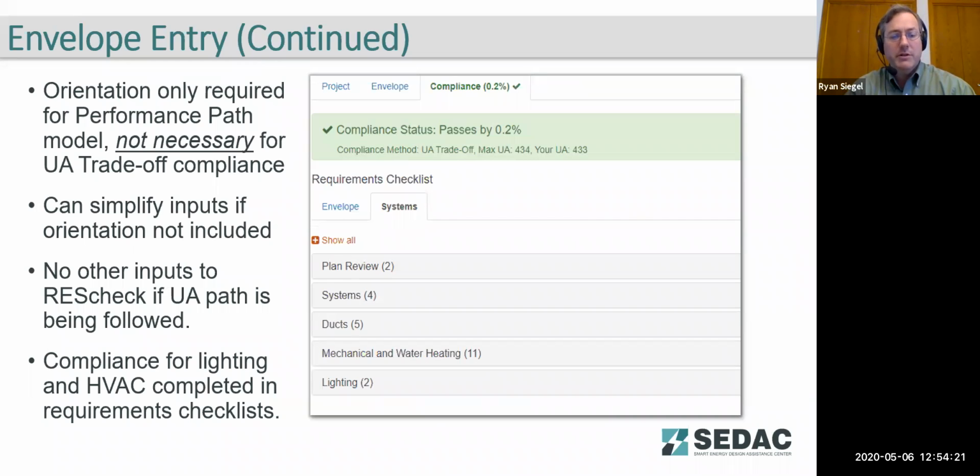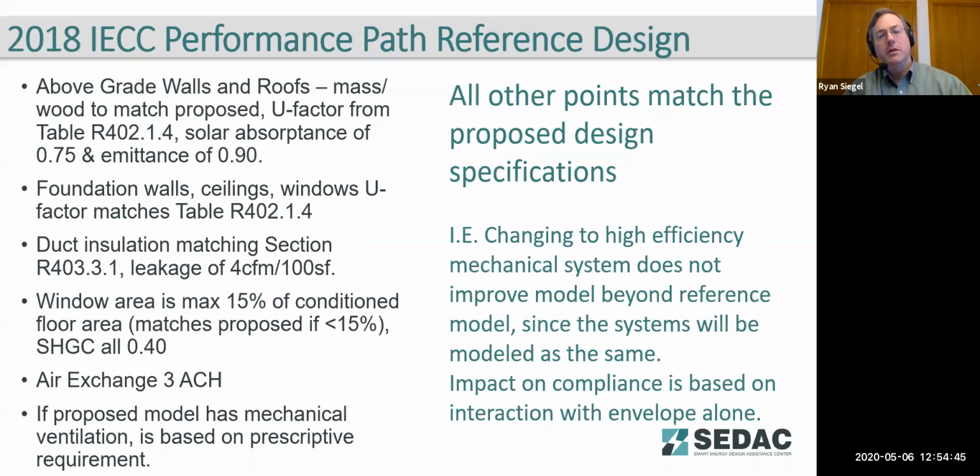When you're doing your takeoffs and doing your inputs, not having to worry about the orientation can be a nice benefit for this. So compliance for lighting, and then HVAC is looking at, again, more just checklists of things, lighting, things such as is 90% of the fixtures inside and outside high efficacy lighting.